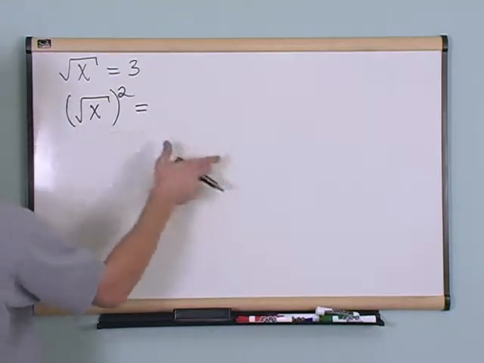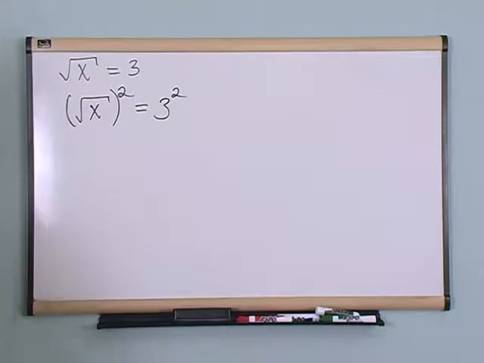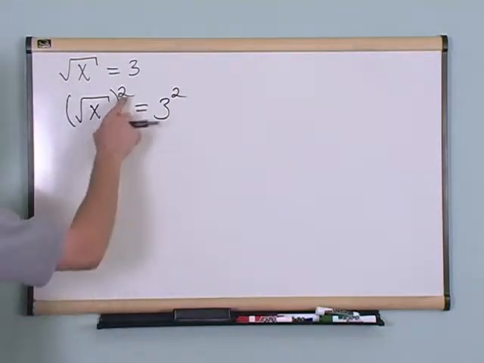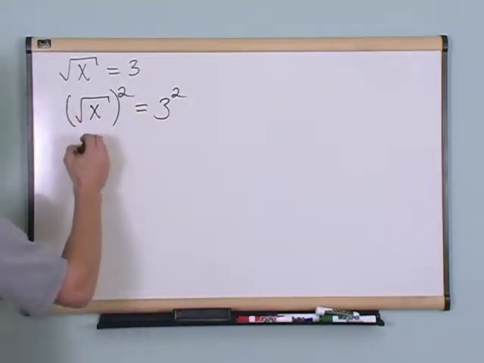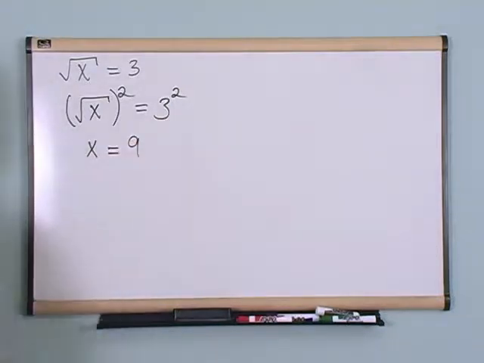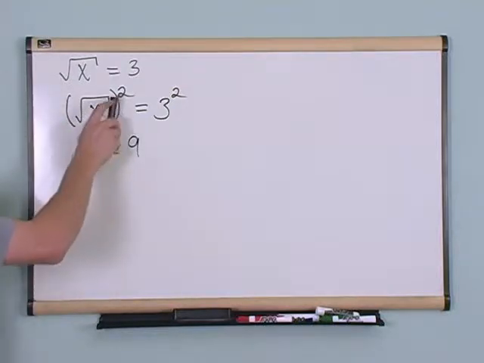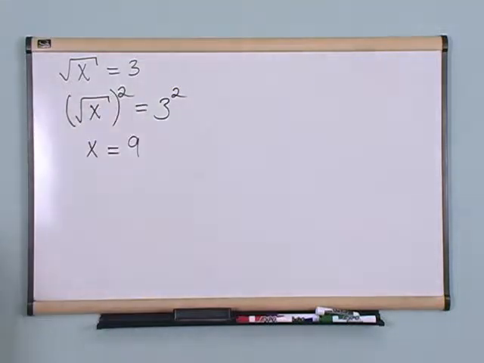I square that. But of course, in order to make it legal, I have to do it to both sides of the equation, so I have to square that. What you will find when you do that is this square kind of cancels with this square root. Okay? So what you're left with is just x by itself. And that's equal to 3 squared, which you know by now is just equal to 9. So remember, the opposite of a square root is a square. If you want to get rid of a square root, all you have to do is square the whole thing, like that. And if you can just remember that, then you'll be in good shape.